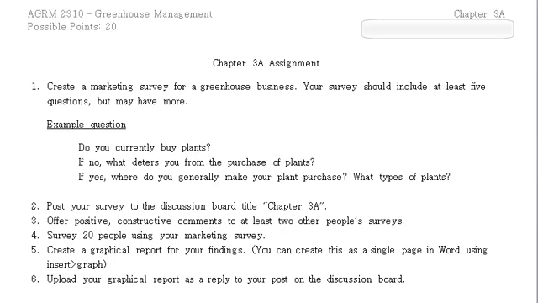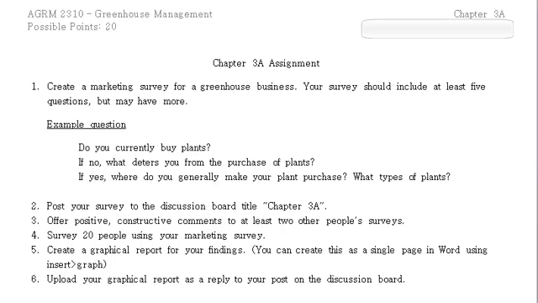Since this is talking about marketing and advertising, and marketing is the process of identifying what your potential customers, or your customers if you're already in business, want, you're going to create a marketing survey. You need at least 5 questions.